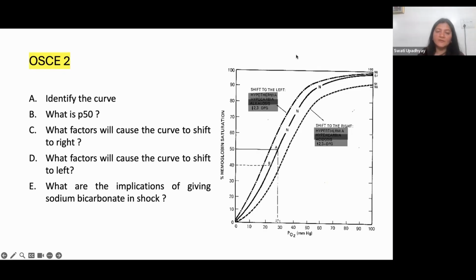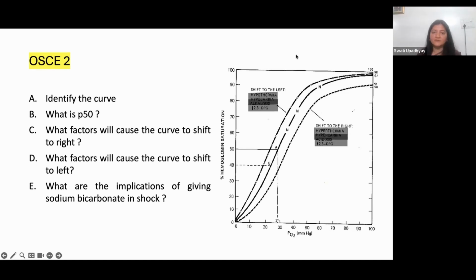So what happens in shock? There will be metabolic acidosis, which normally shifts the curve to the right. Right? So that will help with oxygen delivery. But what happens when we give sodium bicarbonate? We are just trying to fix the pH, but we might cause a rapid shift of the oxygen hemoglobin dissociation curve to the left.